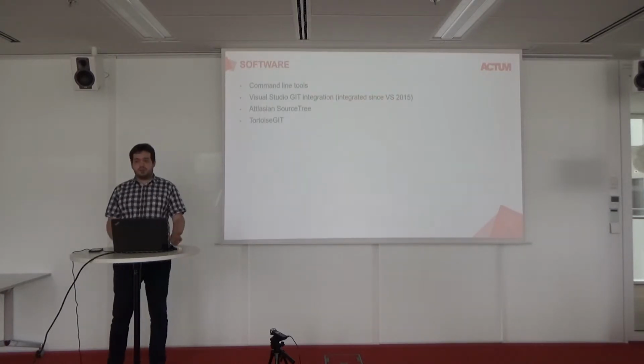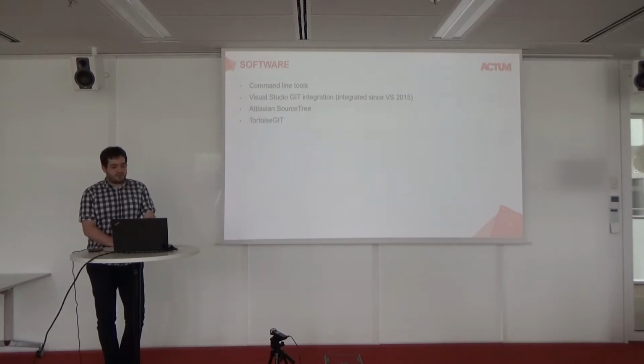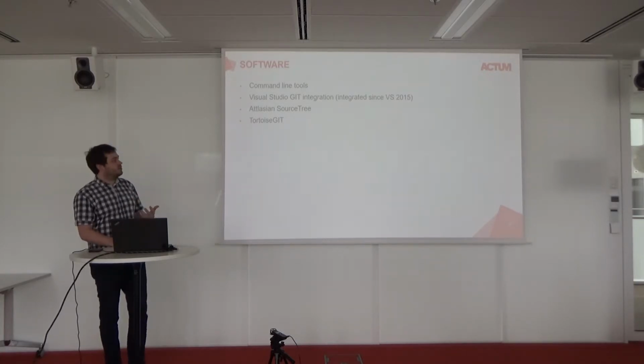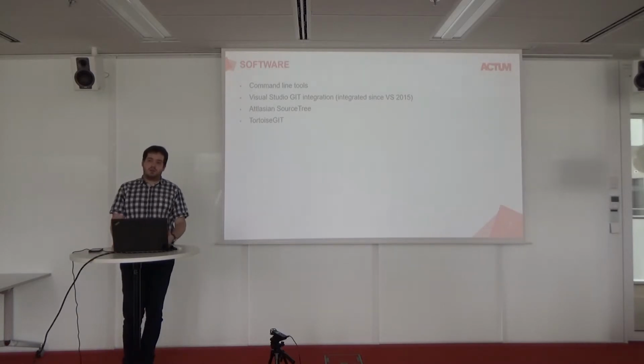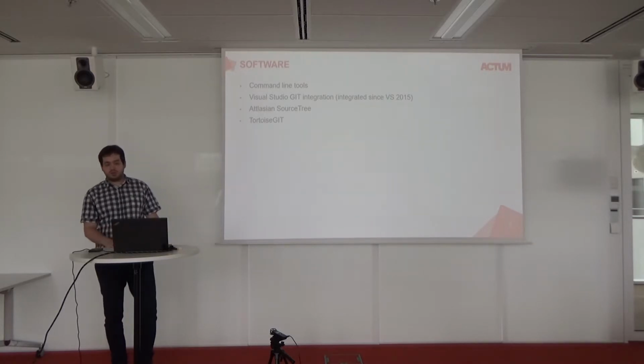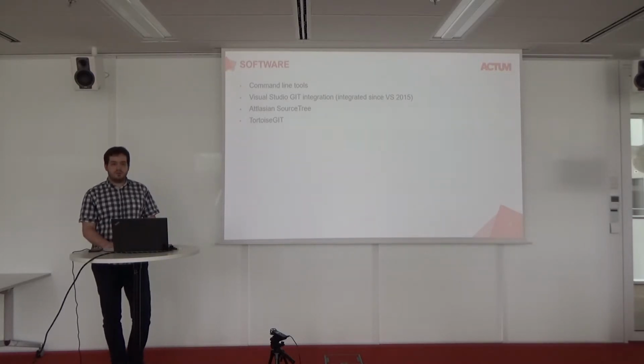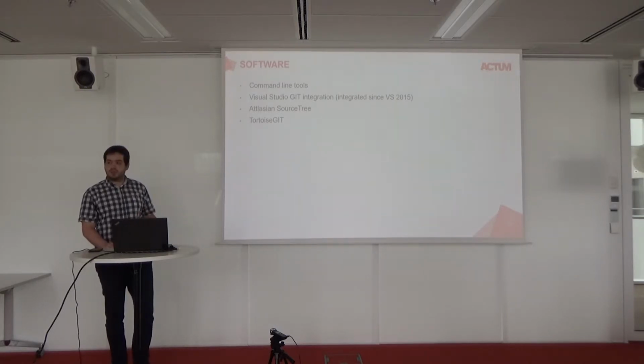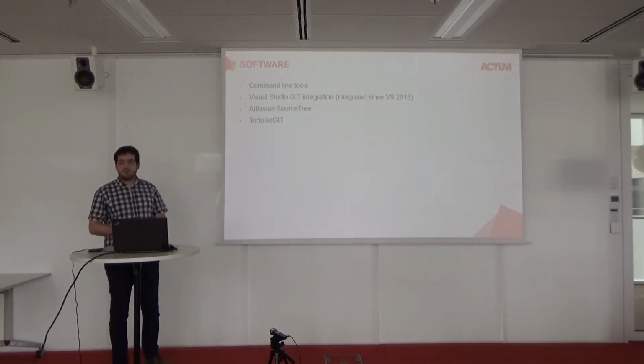So related to software you can use, of course, the first thing you should install is some command line tooling. You can install it on all platforms. It enables you to work with Git from the command line, and that's preferred by a lot of developers. But of course, if you are using Visual Studio, there is integration since Visual Studio 2015, and there are also developers who don't use these command line tools at all, and they use just the user interface in Visual Studio to work with Git.